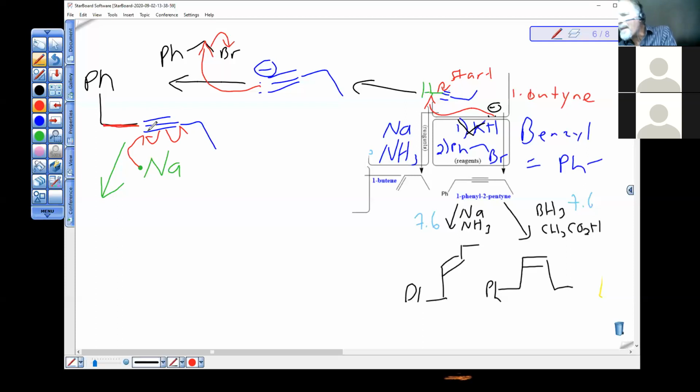So in terms of the pi bond, it's being broken equally in half. We call it homolysis. Don't worry about that word. Half going here, half going there. That's going to be a lone pair.